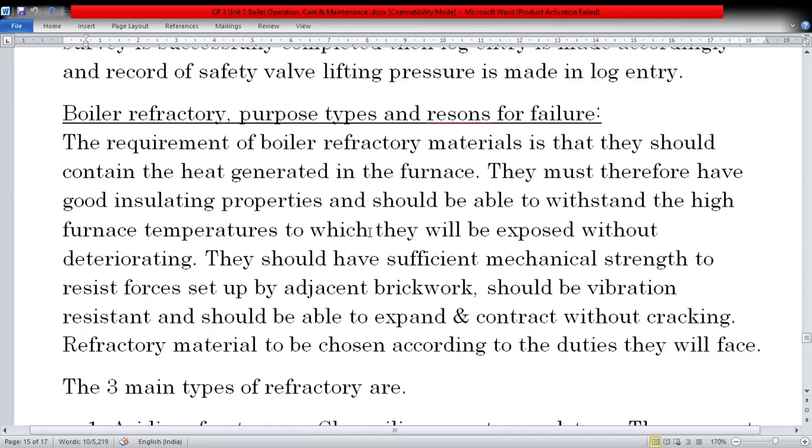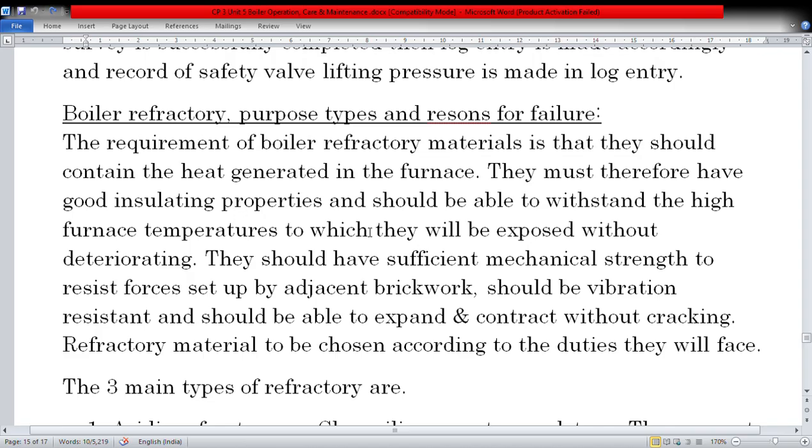So in this video, we'll discuss boiler refractory: its purpose, reasons for failure, and the types. This was a separate question by the surveyor altogether. I have tried to compile this from different sources. We'll just go through it. This is in very simple words. Wherever required, we'll stop and elaborate.